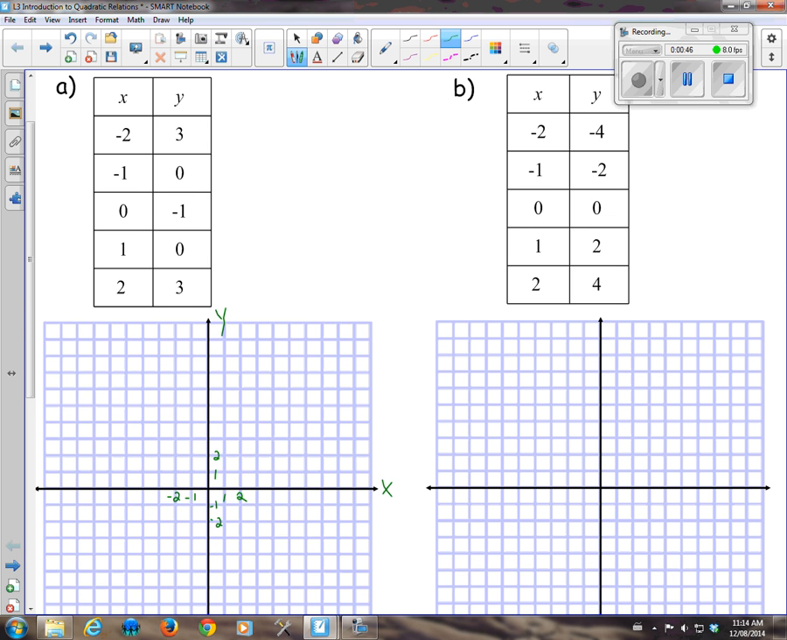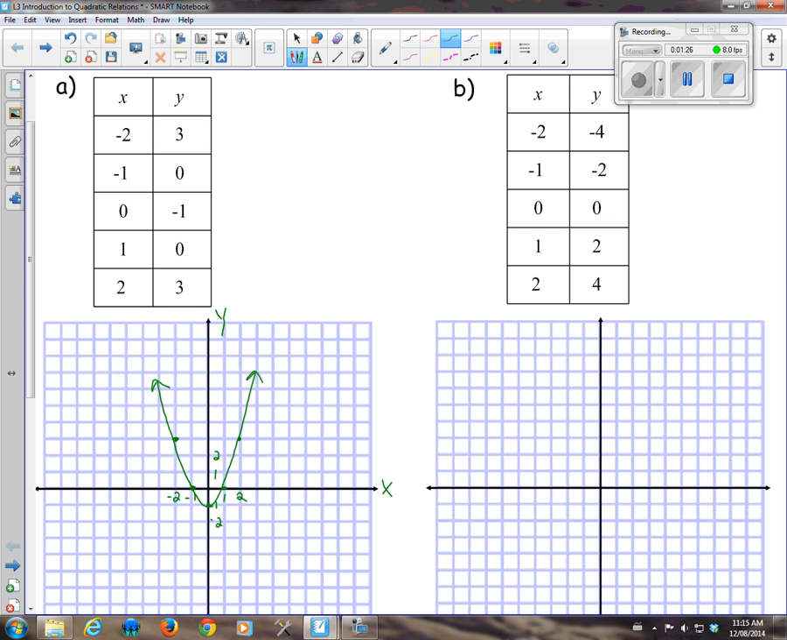So for this table, -2, -3. So I'm going over to -2 and I'm going up 3 and I'm putting a point. And -1, going over to -1 and 0. And 0 and -1. And 1 and 0 and 2 and 3. And unlike the graphs we just did, these do not make a line. When they don't make a line, you've got to take your pencil and basically join them up in a nice, smooth curve. There we go.